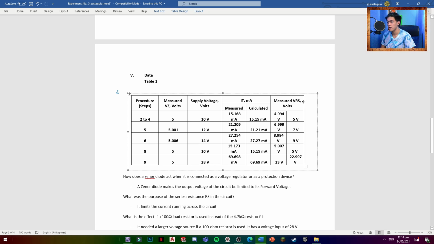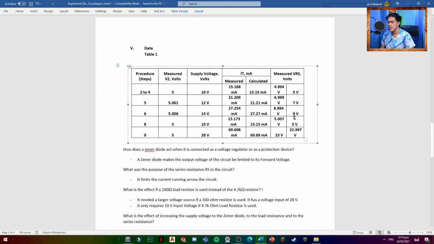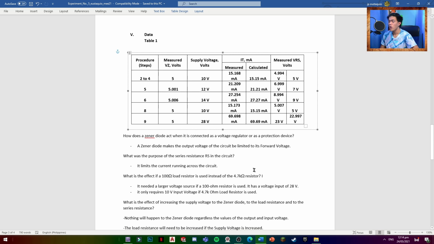So the first question: how does a Zener diode act when it is connected as a voltage regulator or as a protection device? A Zener diode makes the output voltage of the circuit limited to its breakdown voltage. The second question: what was the purpose of the series resistance RS in the circuit? It limits the current running across the circuit.